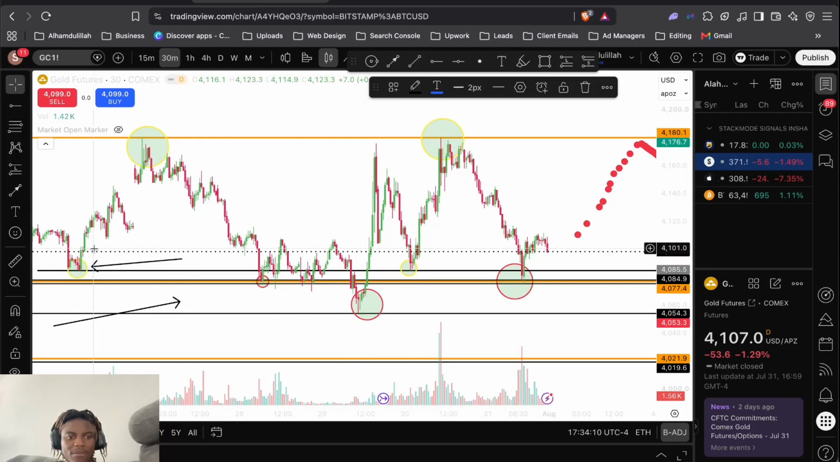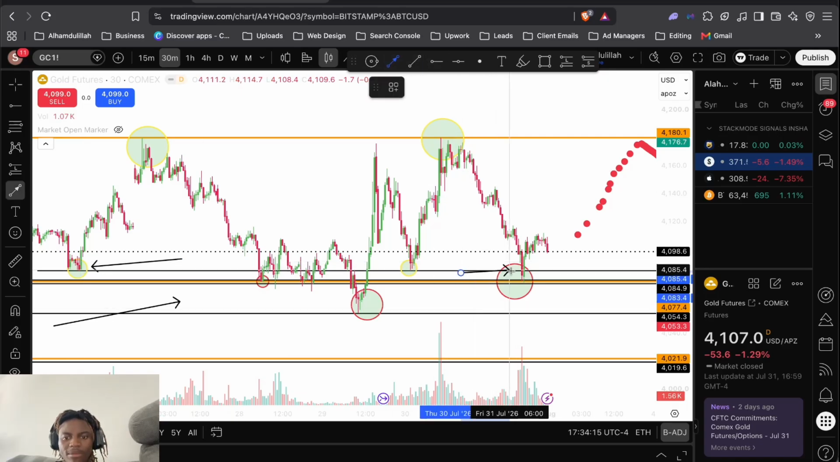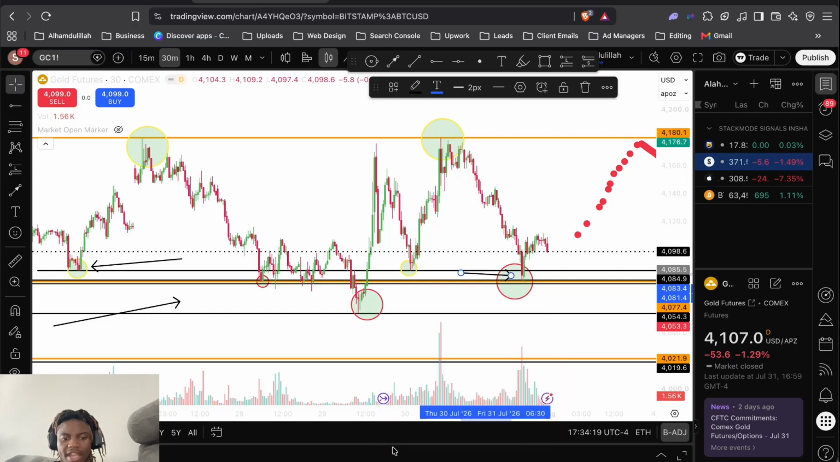We have price bouncing from this area of support here, and then we're also going to have price bouncing from this area of support here. Okay, so it's just real important and imperative for us to understand that market likes to repeat itself. Okay, even when it comes to a shorting scenario.